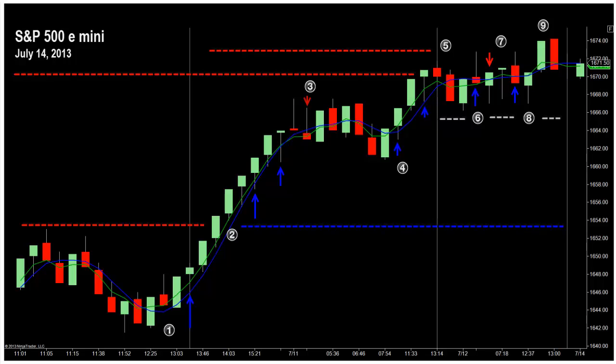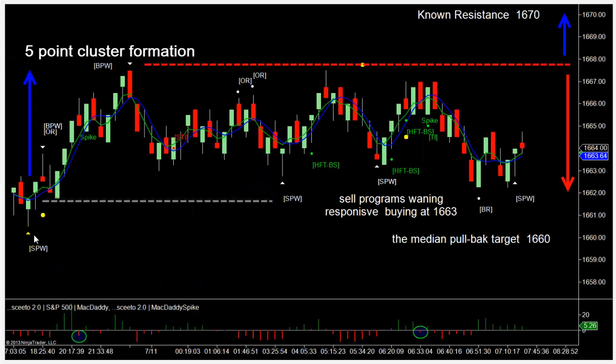Let's take a look at what happened now during Friday's session, and let's look at how the order flow monitor provided additional clues to help us in our decisions. So here we see where the sell programs were waning down at or near 1661 prior to the market auctioning up to 1668. Notice here on the rally to the high, the order flow monitor indicates resistance in the form of buy programs waning. Ideally, we would have liked to see this occur at 1670.